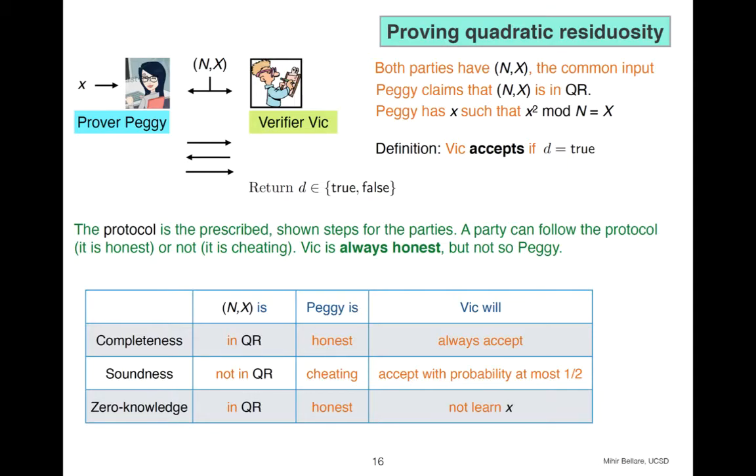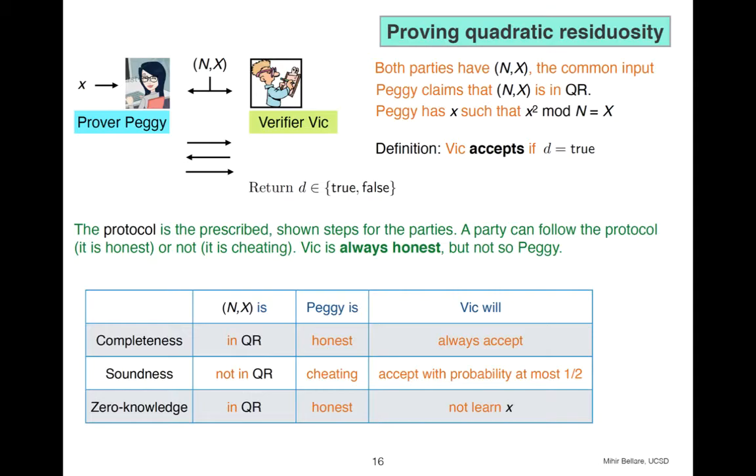Soundness says now Peggy is an adversary. She has claimed that the pair n, x is in the language of quadratic residues, but it really isn't. In fact, big X has no square root. It's a non-square. So she, in the process of trying to convince Vic of that, is not going to follow the prescribed protocol. She's going to do whatever she wants. She's going to send flows that are arbitrary. Nonetheless, the verifier should not accept, except with some probability, say a half. That shows that the proof is convincing, which we call sound.